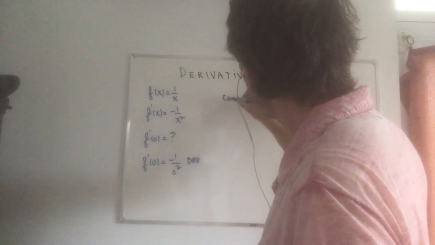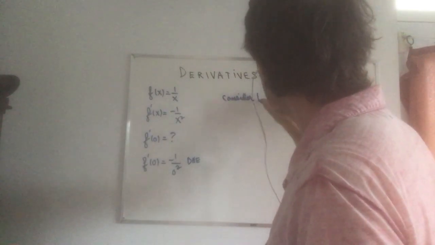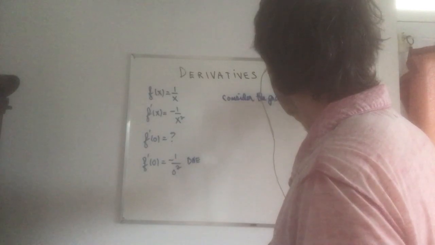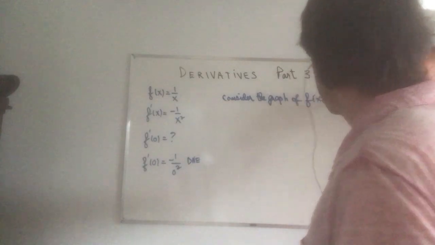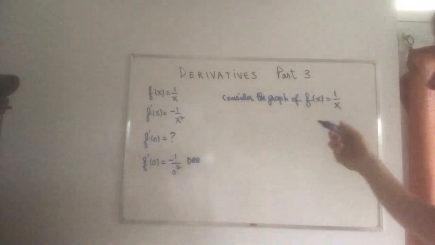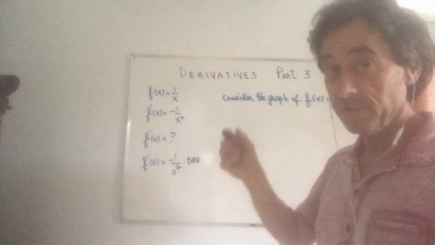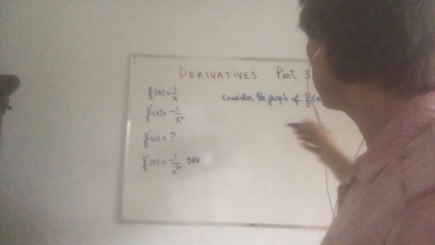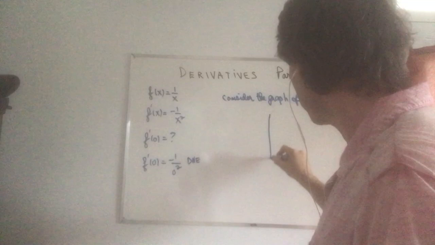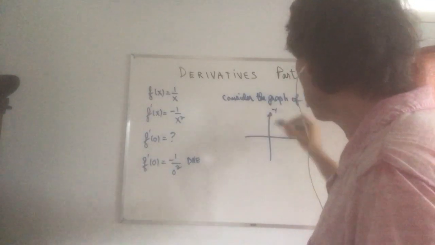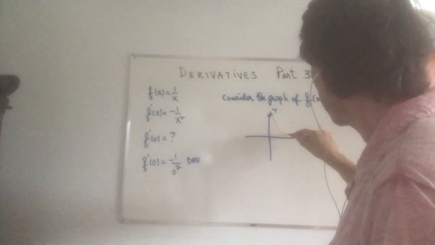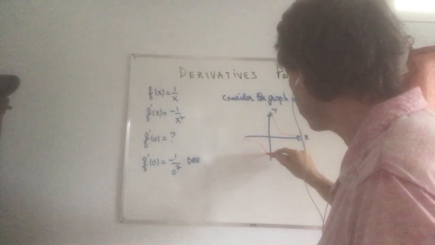So consider the graph of f of x is equal to 1 over x, right? The graph of the function that we found the derivative of in part 2 of the derivative video. I think we all know this one. It's now at least a little bit famous. It looks like this. Sorry if it's not super smooth, but we all know the rational function.